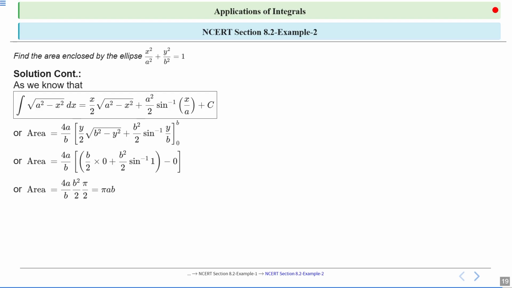So we get 4a by b times b by 2 into 0 plus b square by 2 sin inverse 1 minus 0. When we simplify, we get 4a by b times b square by 2. The value of sin inverse 1 is pi by 2, so the area is pi ab. And hence, that is the value of the area enclosed by the ellipse. So we can take the horizontal strip or the vertical strip, and we get the same area.